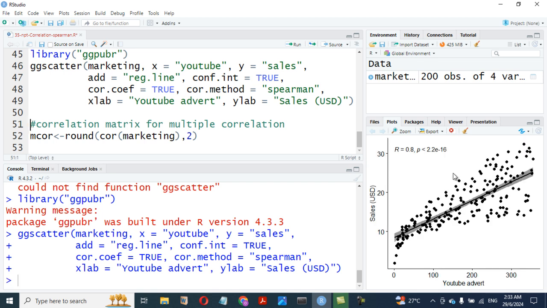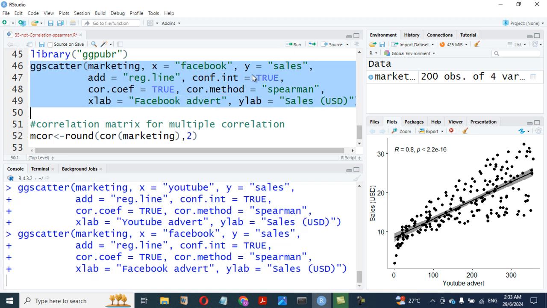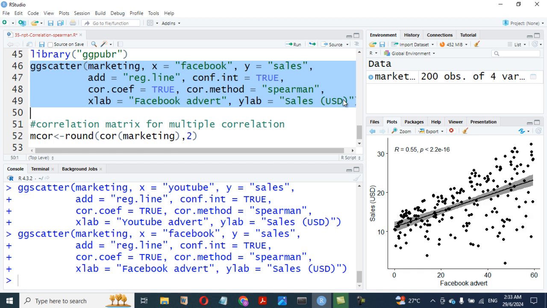So you can see our result here for YouTube advert, 0.8 is our value. So that is what we are talking about. You can change them anyhow, right? You can use Facebook here. So we continue to Facebook advert. Just run this. So you can see the relation, it's not that much, 0.55. That is just what I'm talking about.